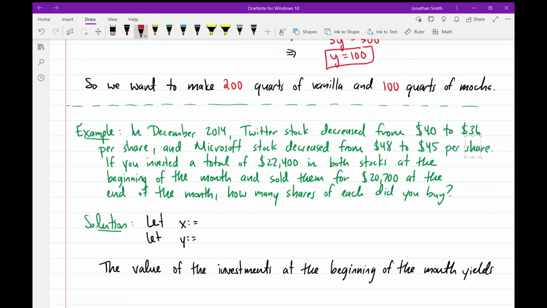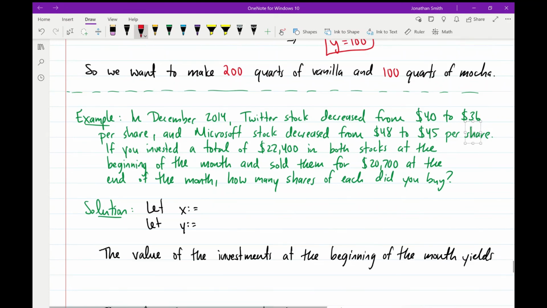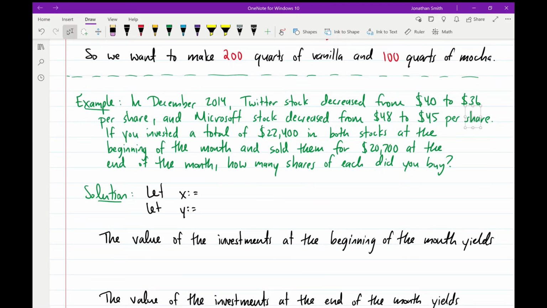Okay, and now we're going to move on to the last example for the video. So in this example, let's say that in December of 2014, the Twitter stock decreased in value from $40 to $36 per share, and the Microsoft stock decreased from $48 to $45 per share. So if you invested a total of $22,400 in both stocks at the beginning of December in 2014, and at the end of December you sold them for $20,700, then can we figure out how many shares of each stock you must have bought at the beginning of December?